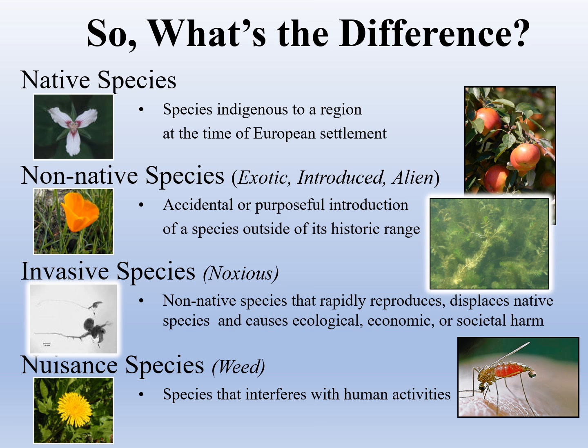What's the difference between invasive species and native, non-native, or nuisance species? Native species are defined as species that are indigenous to this region pre-European settlement, so we've known them to be here for a long time. Non-native species are often introduced either on purpose or by accident, and brought in from an area outside of the historic range of the species.